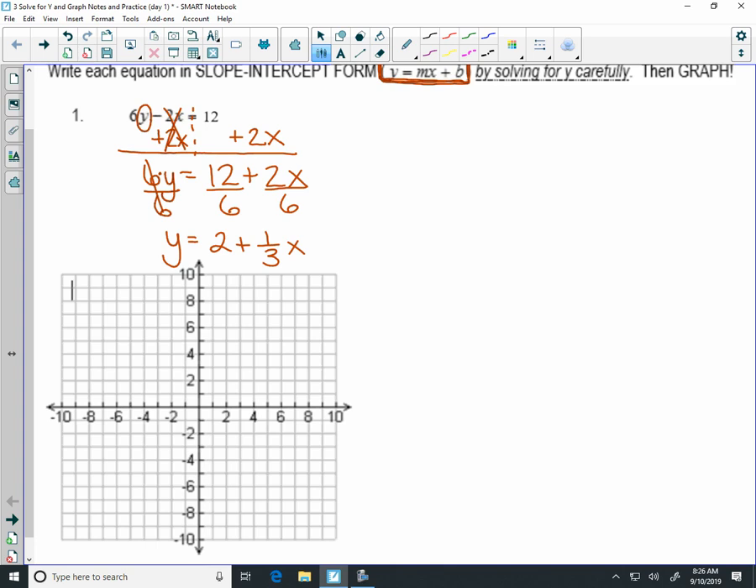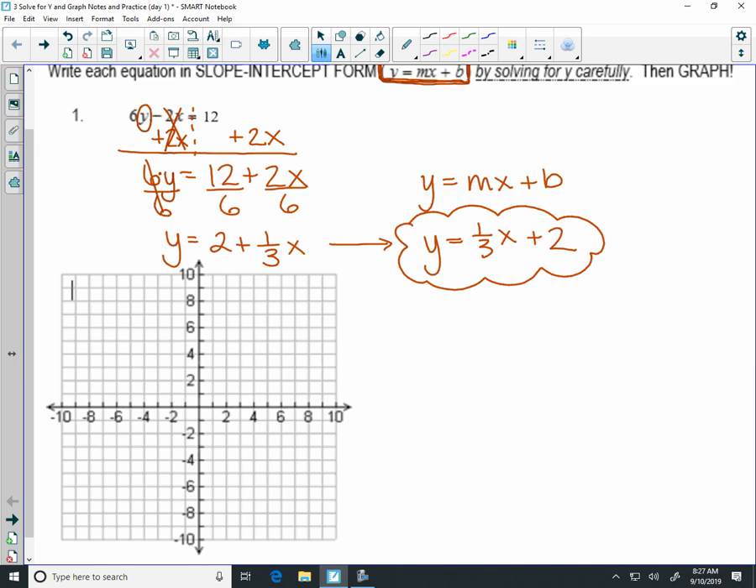Now this is not in y equals mx plus b form. My b's in front. So I'm going to switch the order because again, what I want it to look like is this. So I'm just going to flip that around. y equals x, take any signs with it. It's a positive 1/3 x plus 2. And that is my line that I wanted.